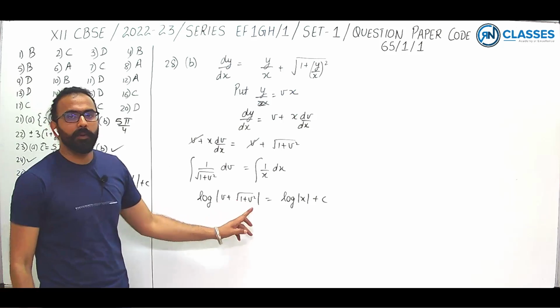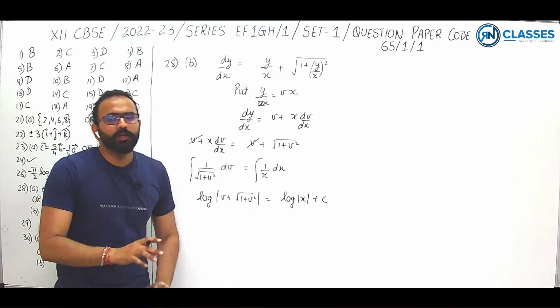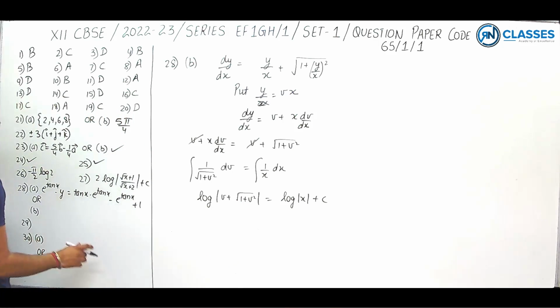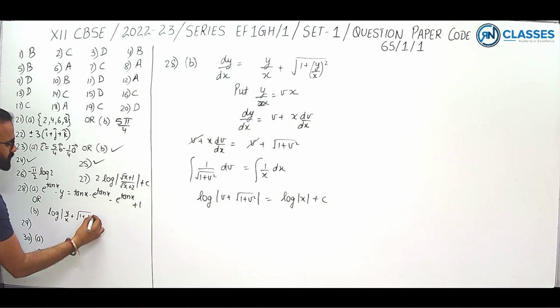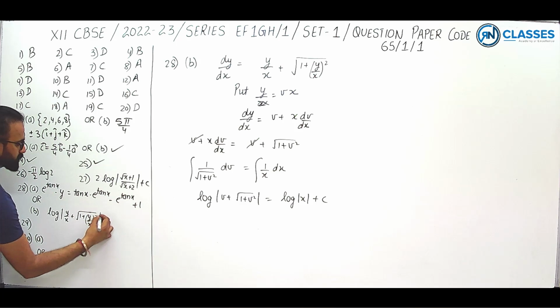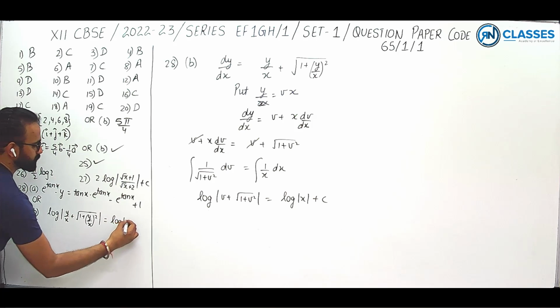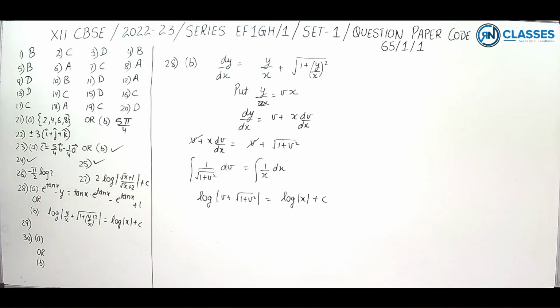जैसे आप v की वैल्यू वापस पुट करोगे, that is y by x, you will get the final answer. And 28 का सेकंड पार्ट आंसर turns out to be log of mod y by x plus root of 1 plus y by x का whole square and equals to log of mod x plus c.